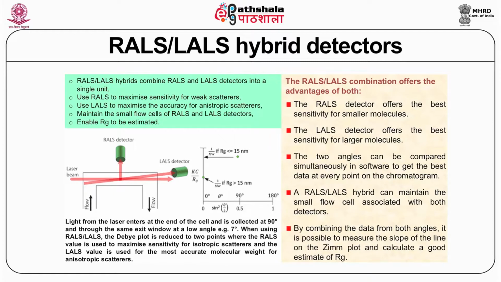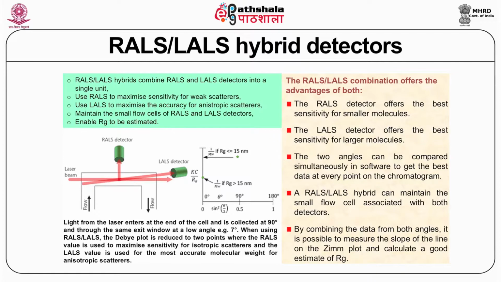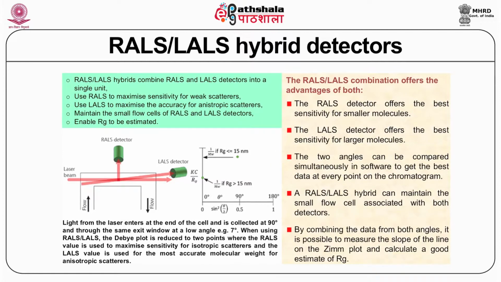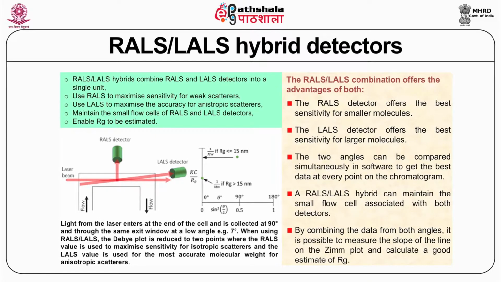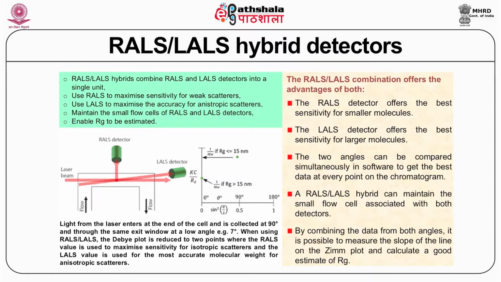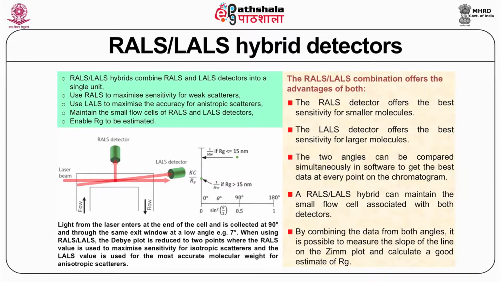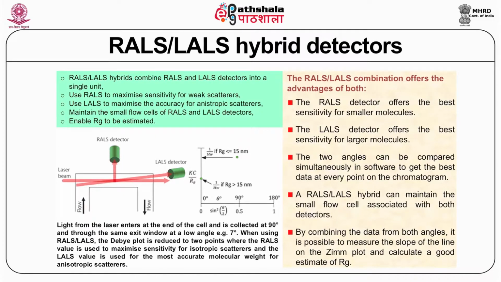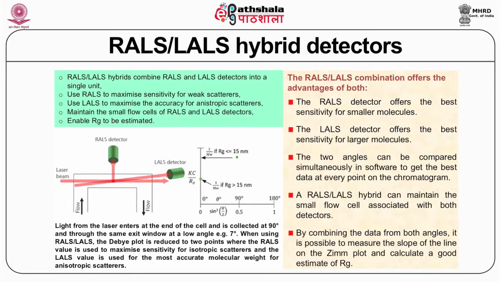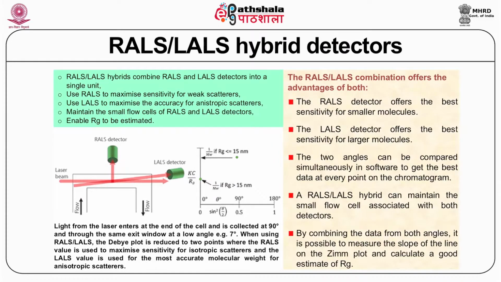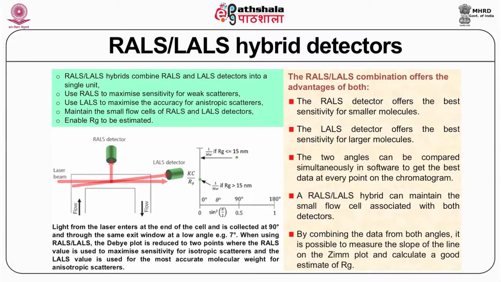The two angles can be compared simultaneously in software to get the best data at every point of the chromatogram. RALS and LALS hybrid can be maintained in a small flow cell associated with both detectors. By combining the data from both angles, it is possible to measure the slope of the line on the Zimm plot and calculate a good estimate of the Rg value. That is the best advantage of using a combination of RALS and LALS.